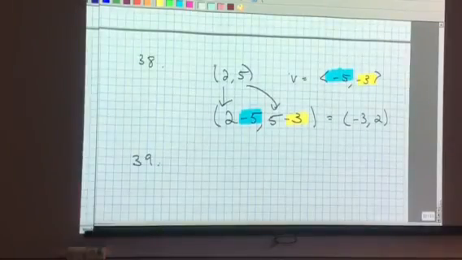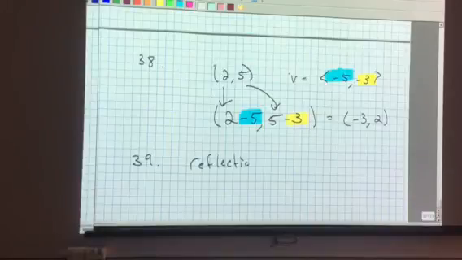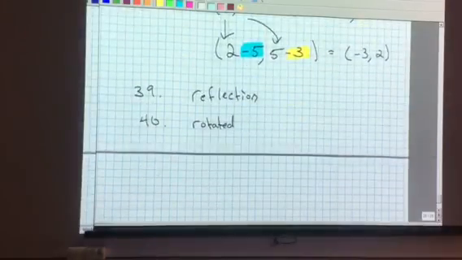39, name the transformation. Well, that's just a reflection. You can just see how it's just reflected over that line. 40, name the transformation. Well, here you can see that the train got rotated because now it's upside down and around, so it got rotated around.